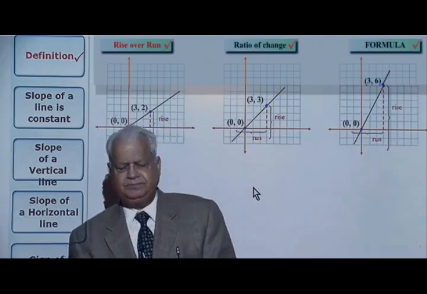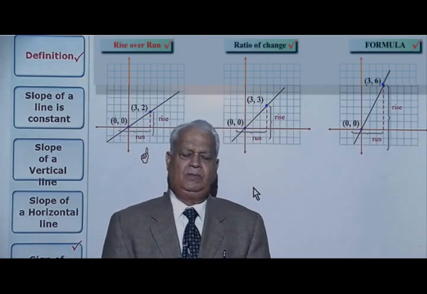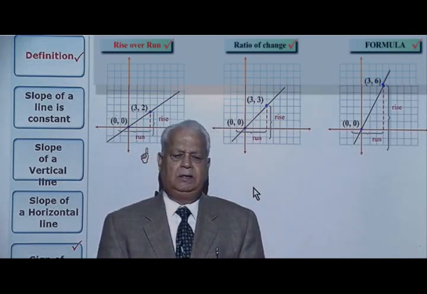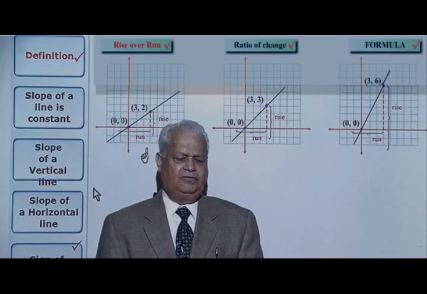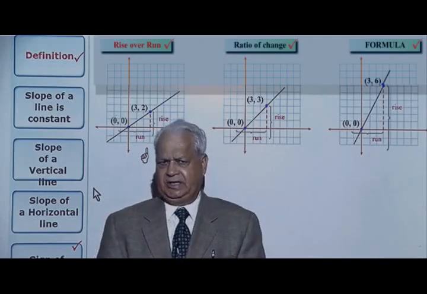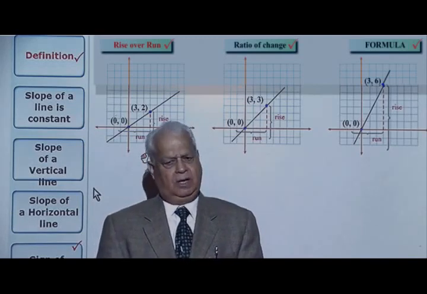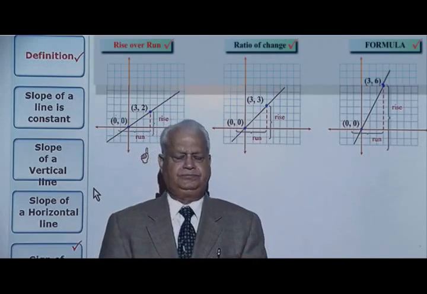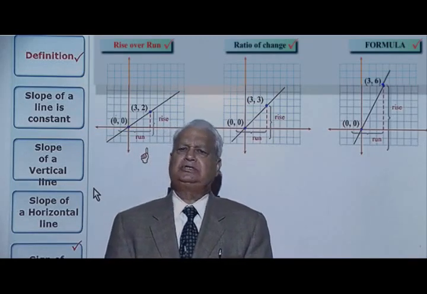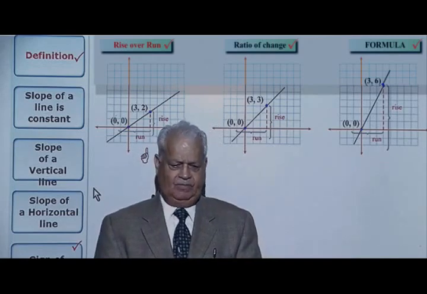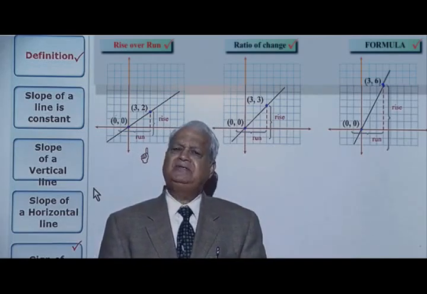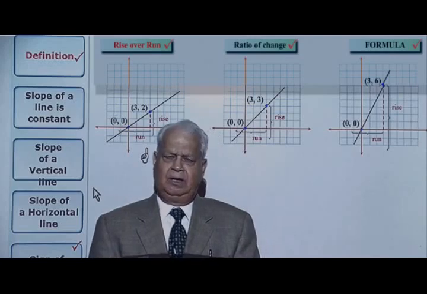Welcome back. In this video, we are starting a very important concept of the equation of a straight line, or about a line in general. It's called the slope or the gradient of a line. Slope is always the inclination of the line along the horizontal.